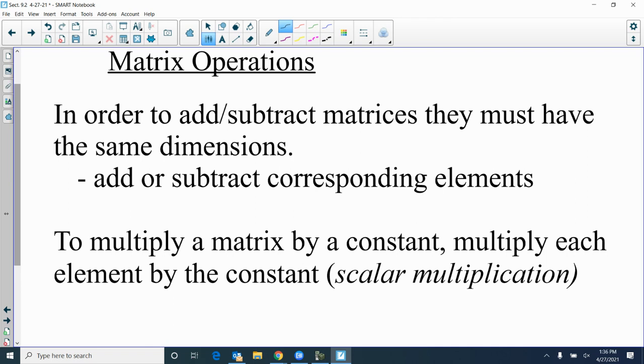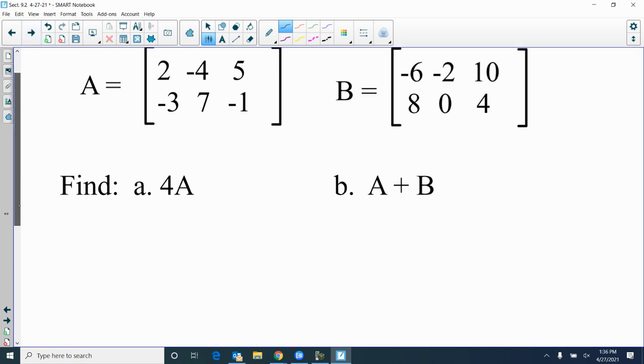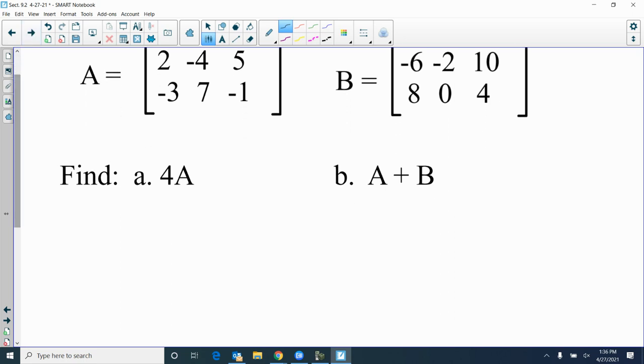All right, so you should have 2 matrices up there, or down below there. These are 2x3s, 2 rows, 3 columns. For part A, it just says, what's 4A? Just take 4 and multiply by each element of matrix A. That's going to give me 4 times 2 is 8. 4 times -4 is -16. 4 times 5 is 20. 4 times -3 is -12. 28, -4.